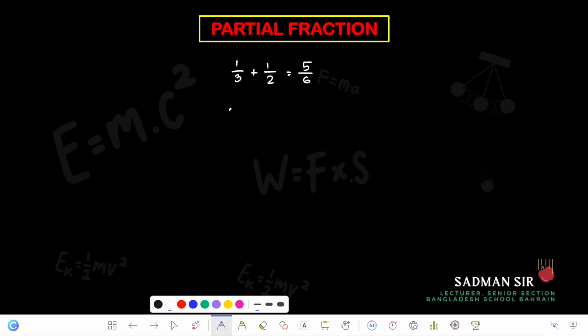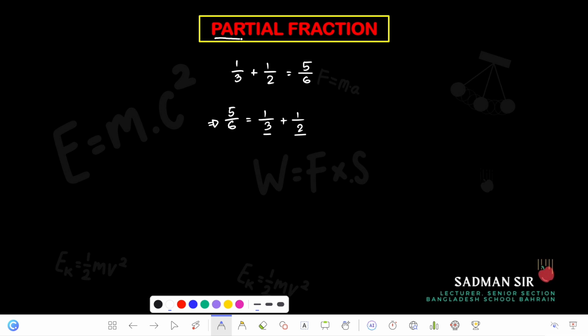Now this fraction 5 by 6, I can write as 1 by 3 plus 1 by 2, right? Now what I did in this line: a fraction was given, I broke it into parts. 1 by 3 is a part of 5 by 6, 1 by 2 is also a part of 5 by 6, and I wrote them as an addition, right? So whenever you have a given fraction, you can break it down into parts and write it as a summation or subtraction, something like that. That time you can say that you have expressed the given fraction into partial fraction because you have broken it into parts, right?